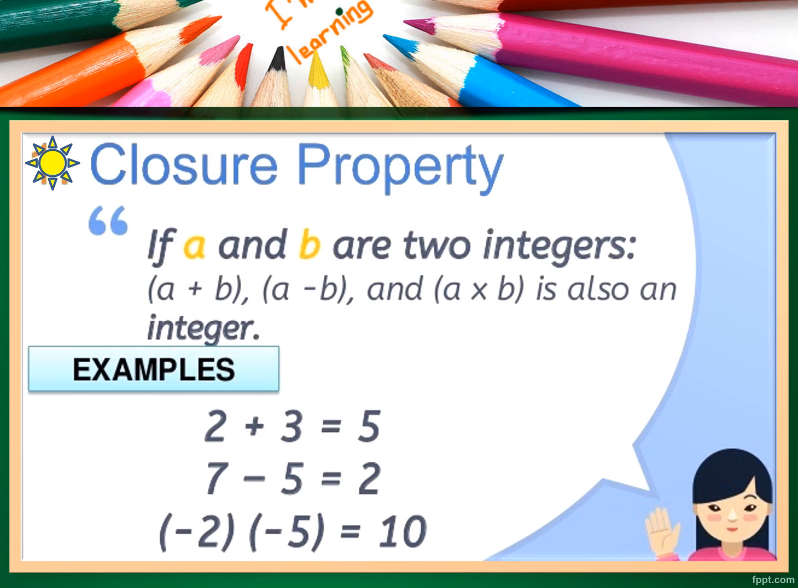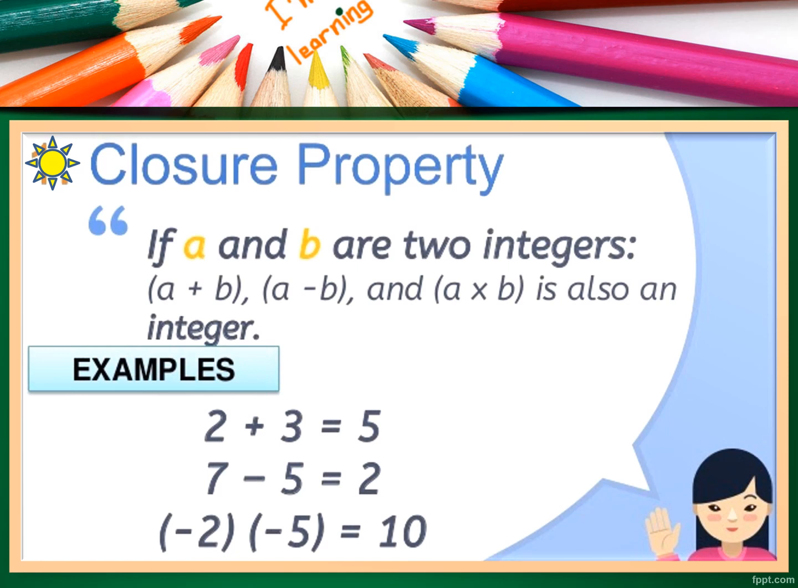Okay, so well done. So how about closure property? Anong meron sa closure property? Okay, sabi dito, if A and B are two integers, A plus B, A minus B, and A times B is also an integer. So, paano po yung closure property?